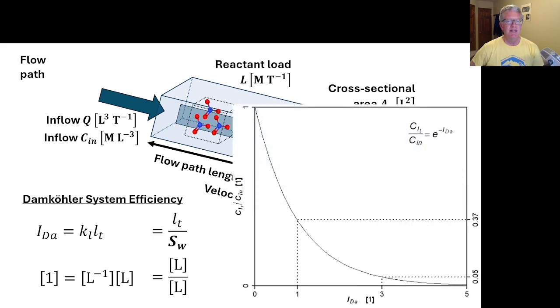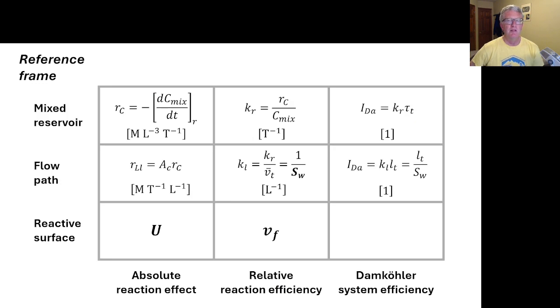The Damköhler number is again inversely related to the fraction of input reactant remaining, in this case via an exponential decay function. This relationship again demonstrates the Damköhler number's ties to reaction efficiency in the sense that a higher Damköhler number means a larger fraction of reactant processed by the system. The value of the Damköhler efficiency for a flow path will not be different if it is calculated with respect to time or distance along the flow path.